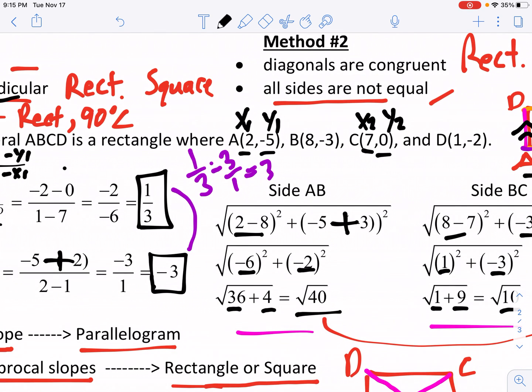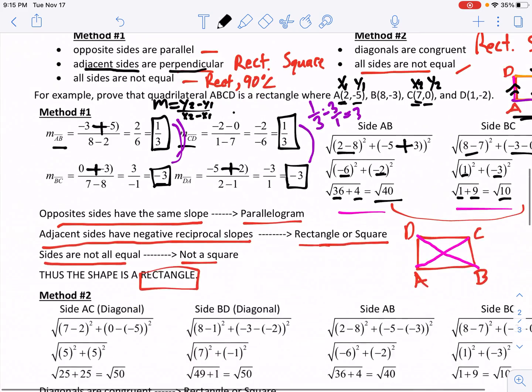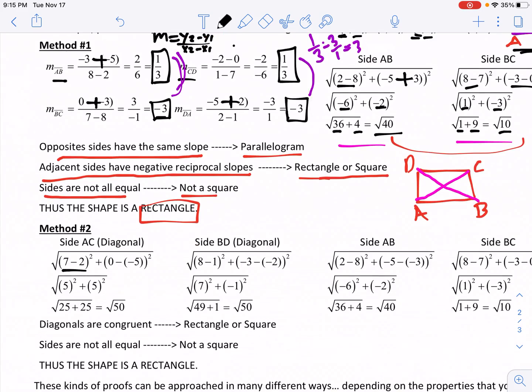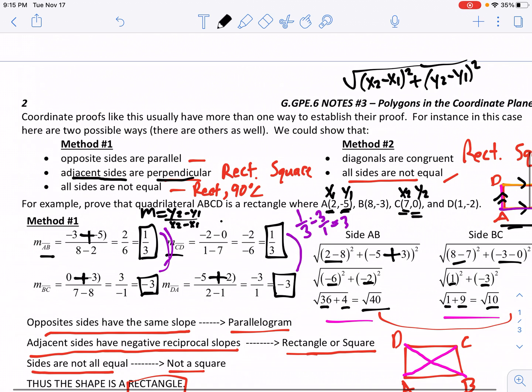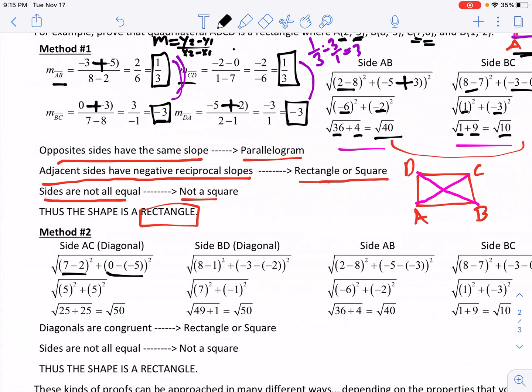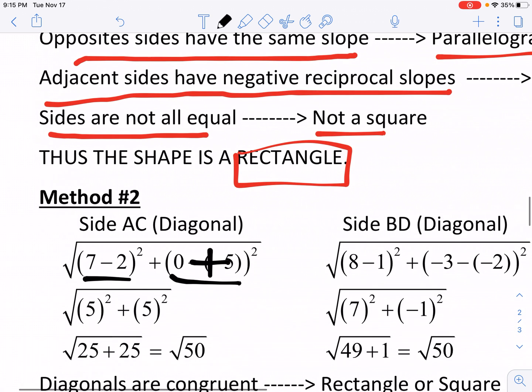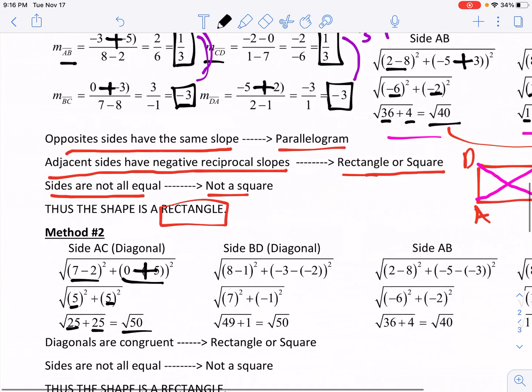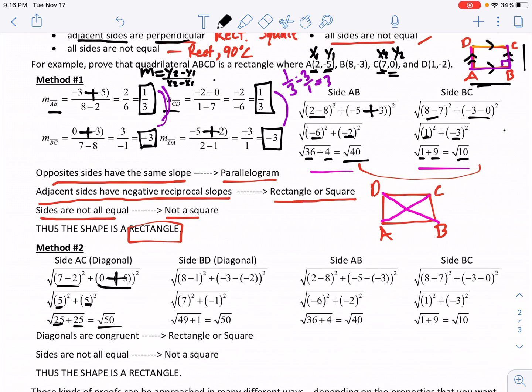So we're going to take 7 minus 2 in our distance formula, and then 0 minus a negative 5, which remember turns it into addition. So we're just finding the length of our AC. 7 minus 2 is 5. 0 plus 5 is 5. And then we're squaring both of those. 5 squared is 25 and 25, so we get the square root of 50. So the diagonal AC is the square root of 50.